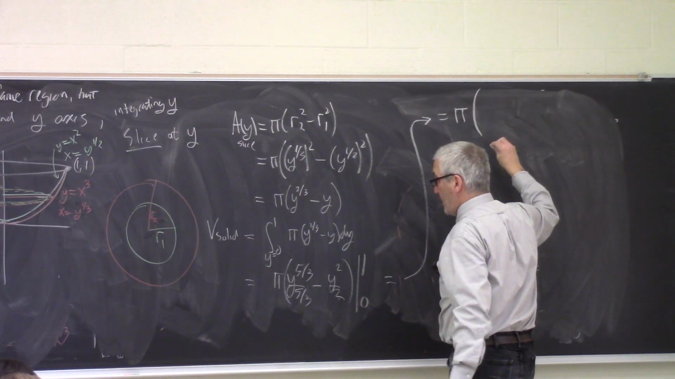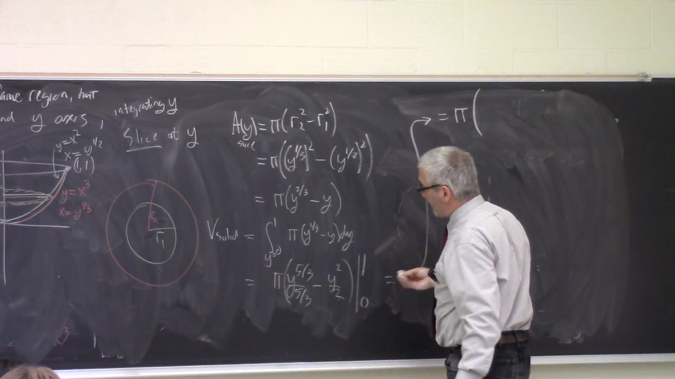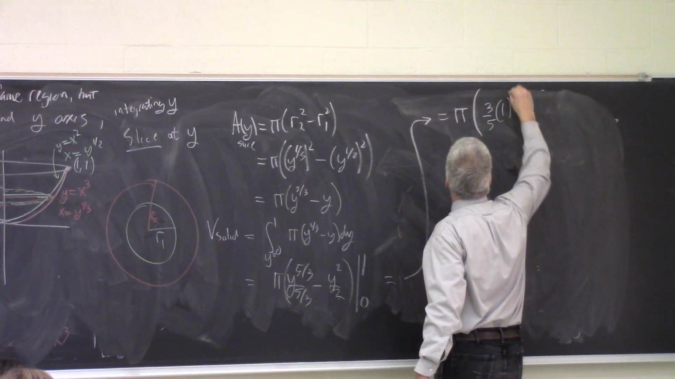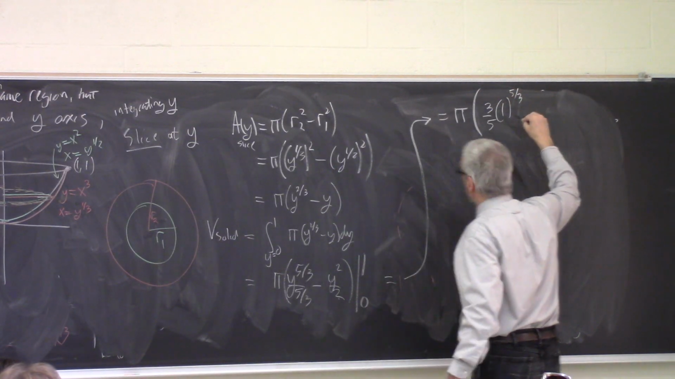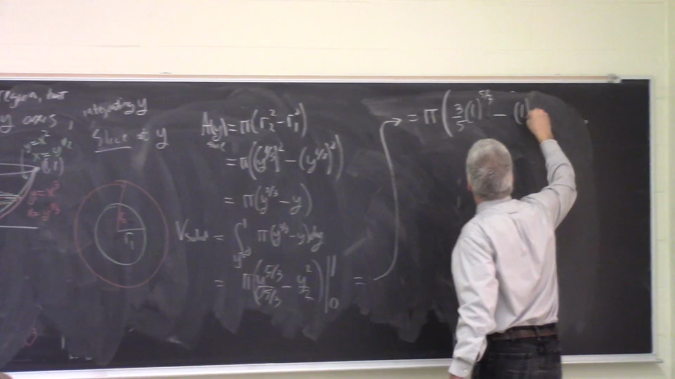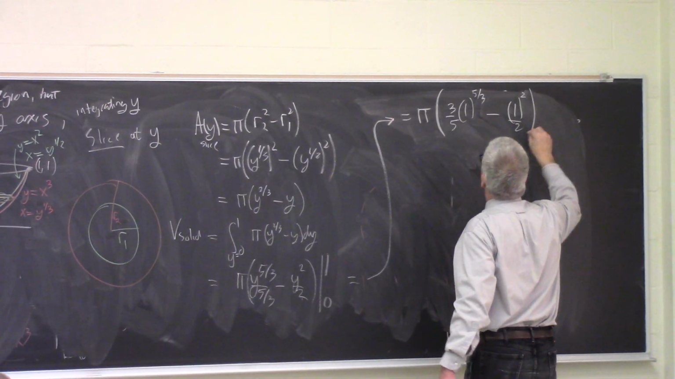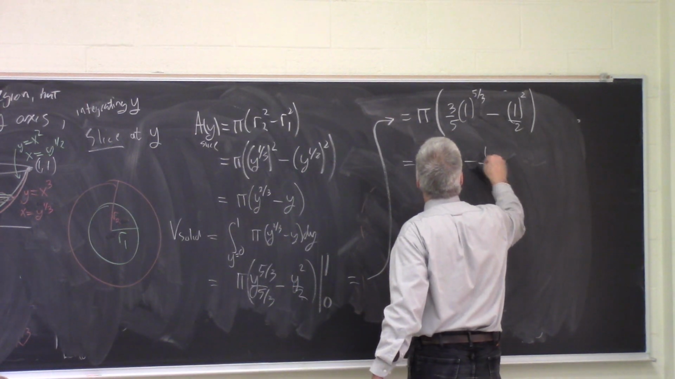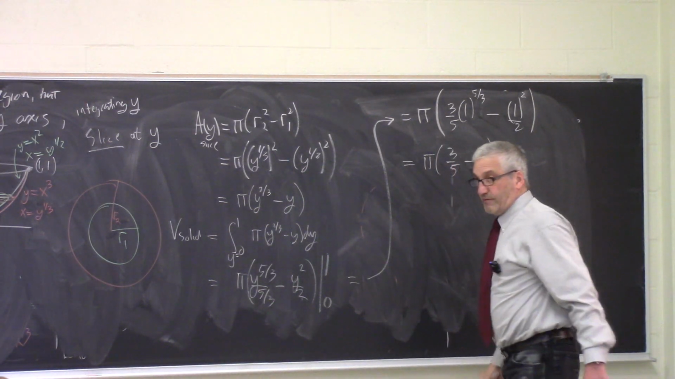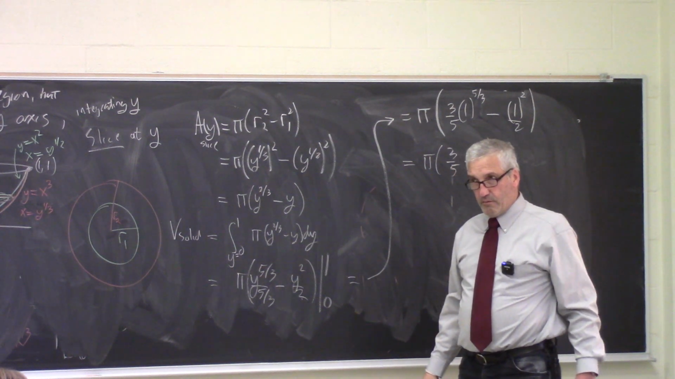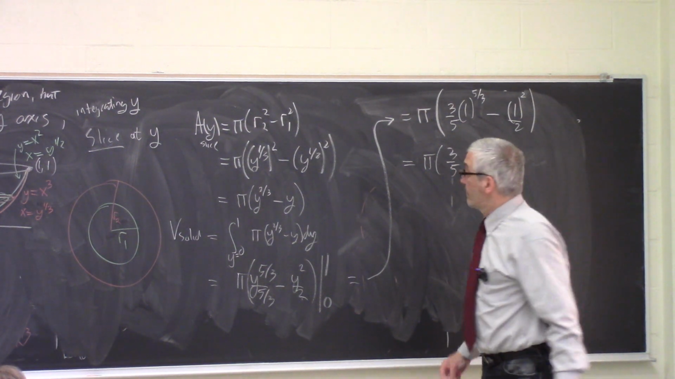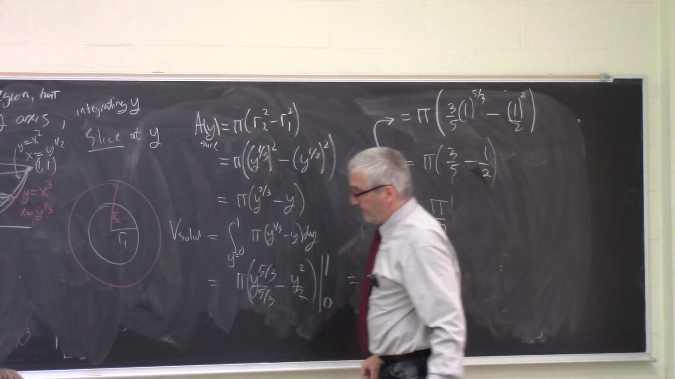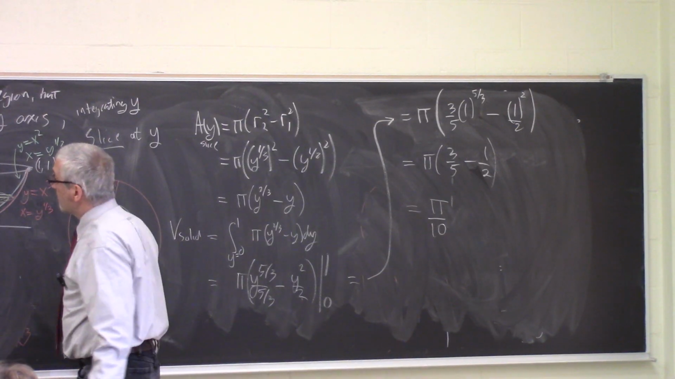So I'm going to have pi. Now, dividing by 5/3 is the same as multiplying by 3/5. 3/5 times 1 to the 5/3 minus 1 squared over 2. So that's pi times 3/5 minus 1/2. Okay, so that's 6/10 minus 5/10. So 1/10. So pi over 10. Isn't that cool? Yes, it's cool.